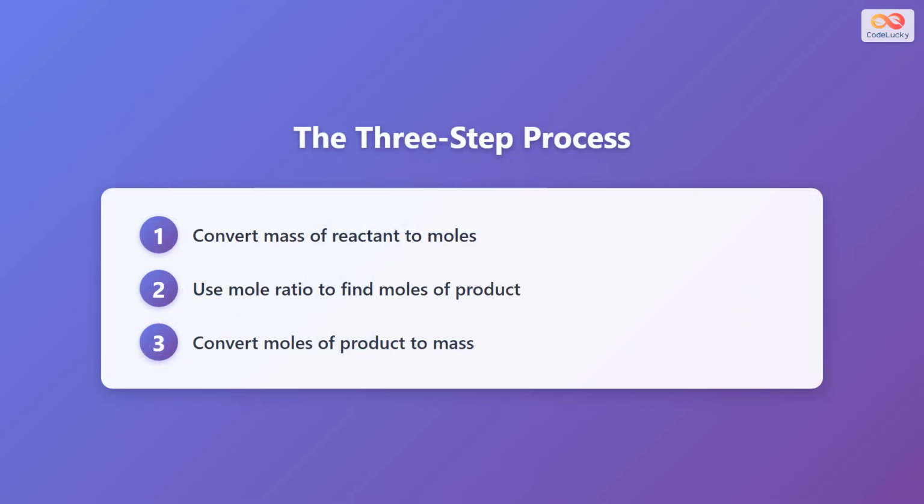Let's break down the conversion path into three specific steps. Step 1. Convert the mass of the reactant to moles using its molar mass. Step 2. Use the mole ratio from the balanced equation to find the moles of product. Step 3. Convert the moles of product to mass using the product's molar mass. By following these three steps in order, we can solve any mass-to-mass stoichiometry problem.